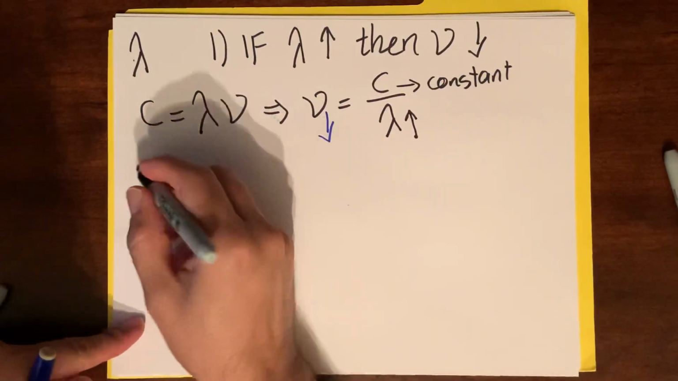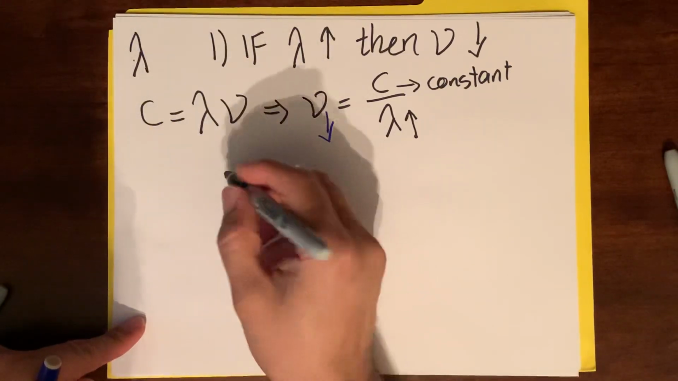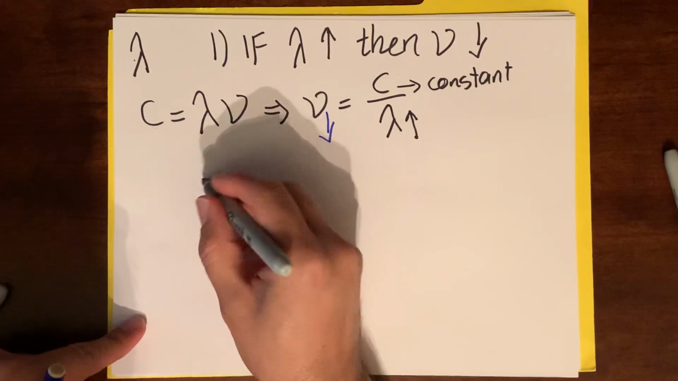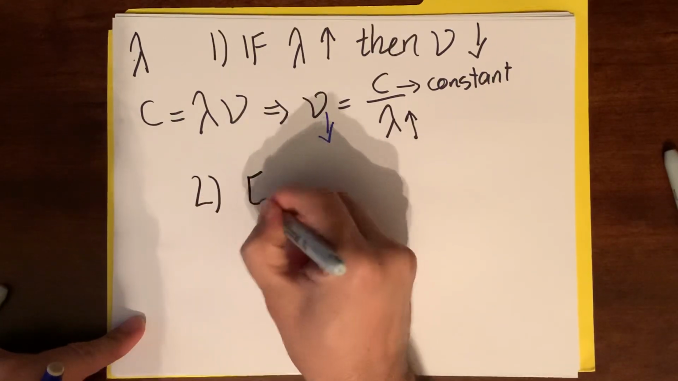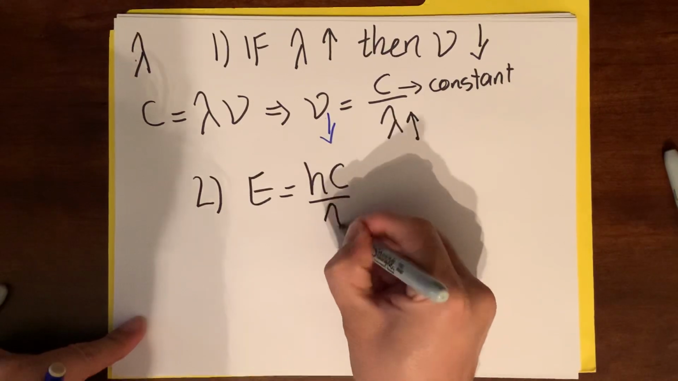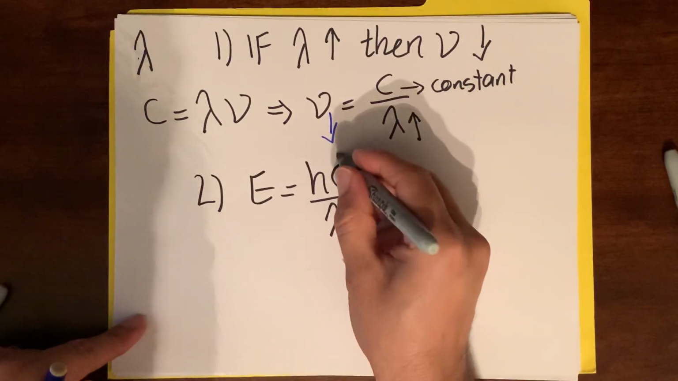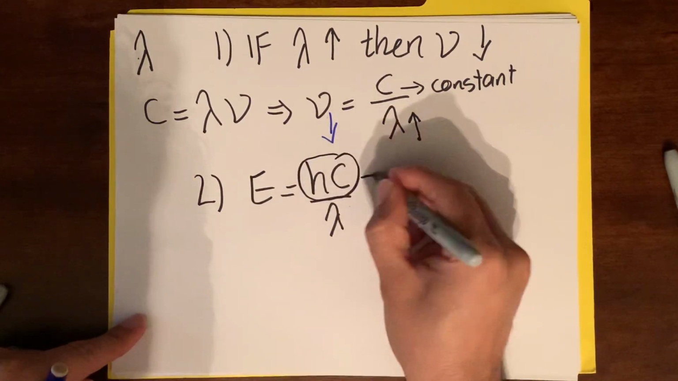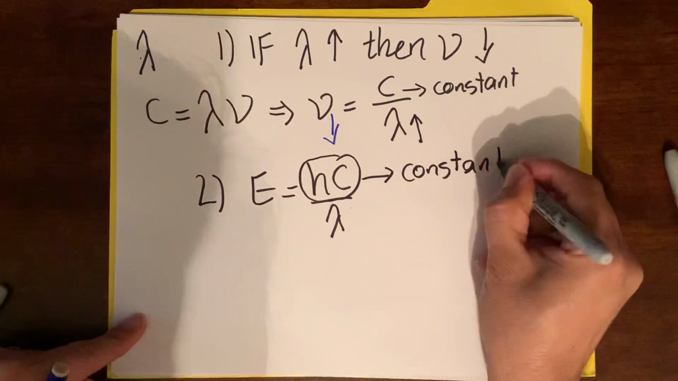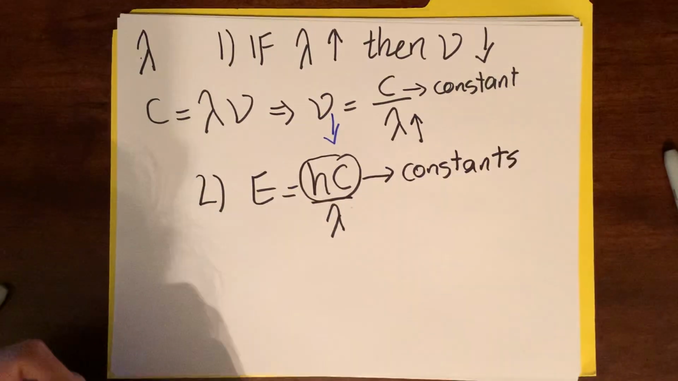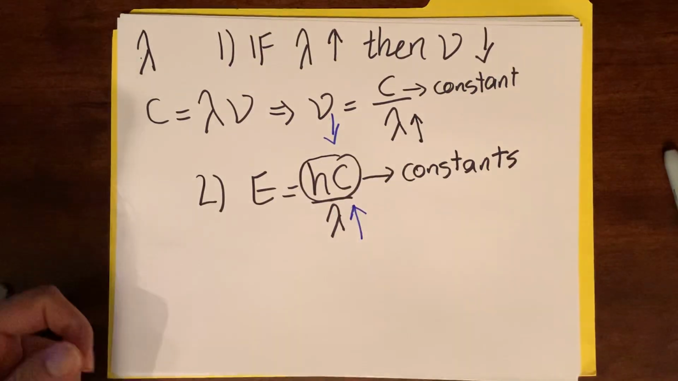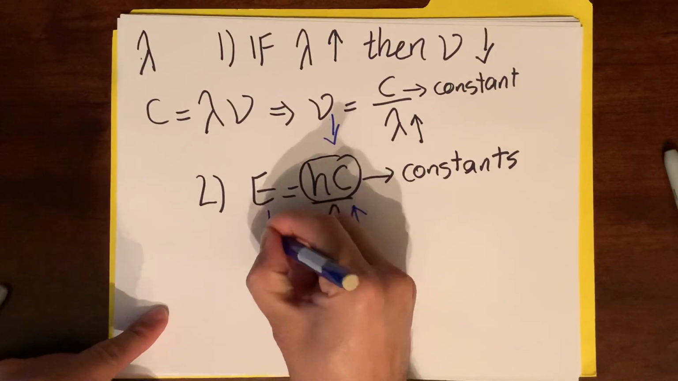Next thing, again, we're talking about lambda. We have energy equal to hc over lambda. We said these two are constant. If wavelength goes up, then energy will go down.